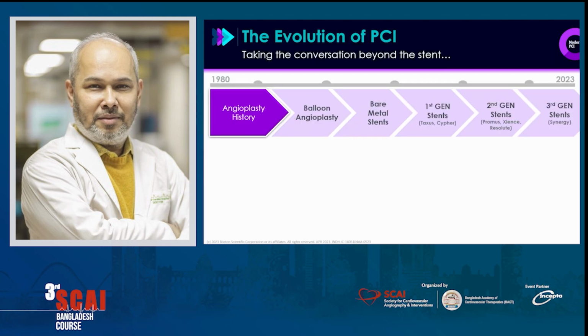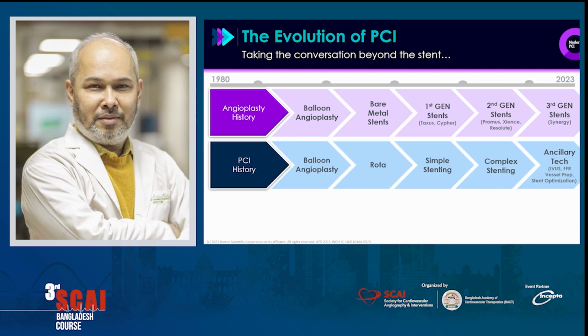If you know the evolution history of PCI, all of you know from the very beginning, plain angioplasty, bare metal stent, drug-eluting stent, first generation, third generation. And after this the concept came forward for precision angioplasty. Precision angioplasty is for the better outcome of our patients in terms of morbidity and mortality and quality of life, developed by proper preparation of the lesion. Suppose rota, simple stenting, complex stenting, and auxiliary technical instruments will help us for better outcome, like IVUS, FFR, OCT, for stent optimization.